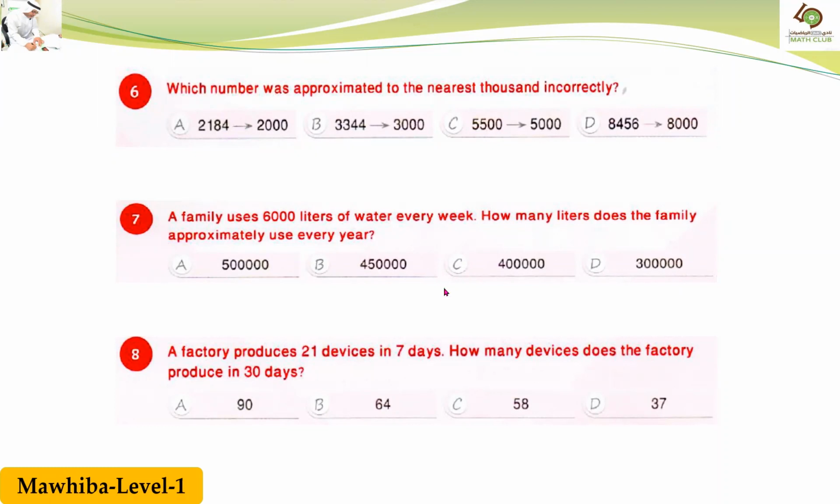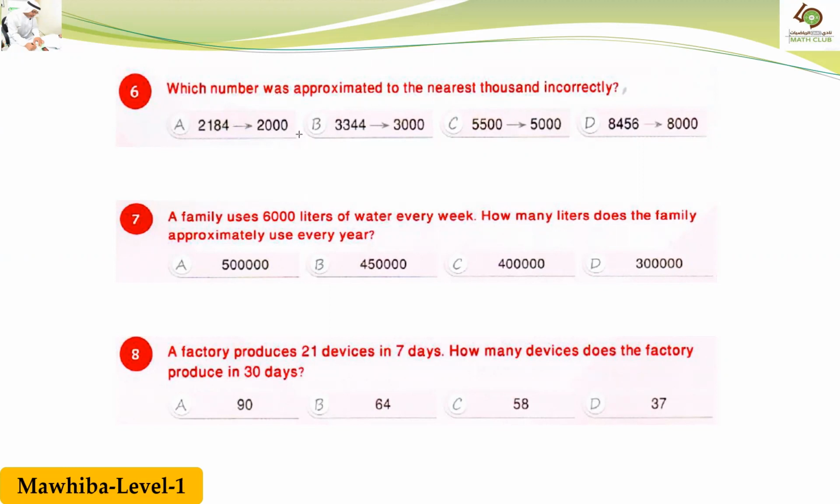Okay, now we will go to Noura Al-Mutawa. Can you read number 6, Noura? Which number was approximated to the nearest thousand incorrectly? What do you think? We're going to estimate. Yeah, you can estimate. What's the number here? I think it's A. So the answer you said is A? I don't know, A or C.